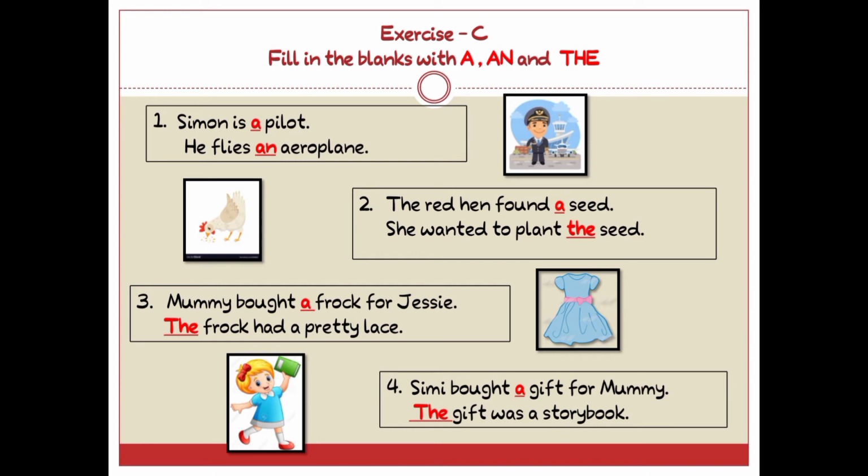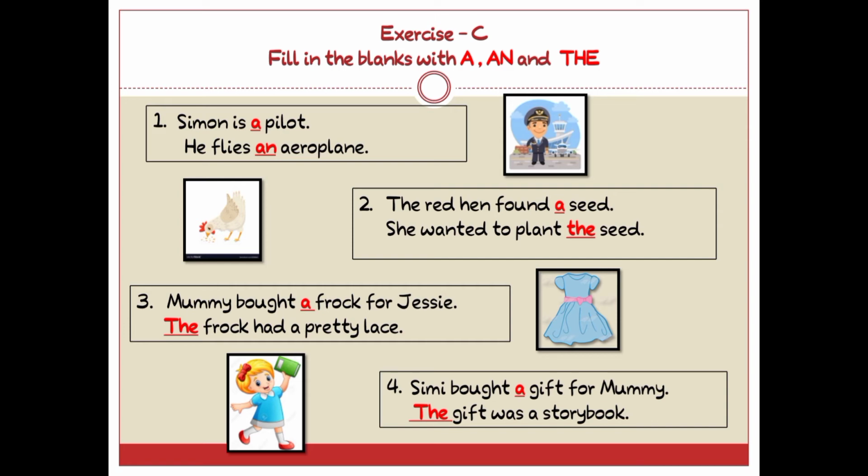Take out page number 36, exercise C. Fill in the blanks with a and the. First one, Simon is a pilot. He flies an aeroplane. Second, the red hen found a seed. She wanted to plant the seed.